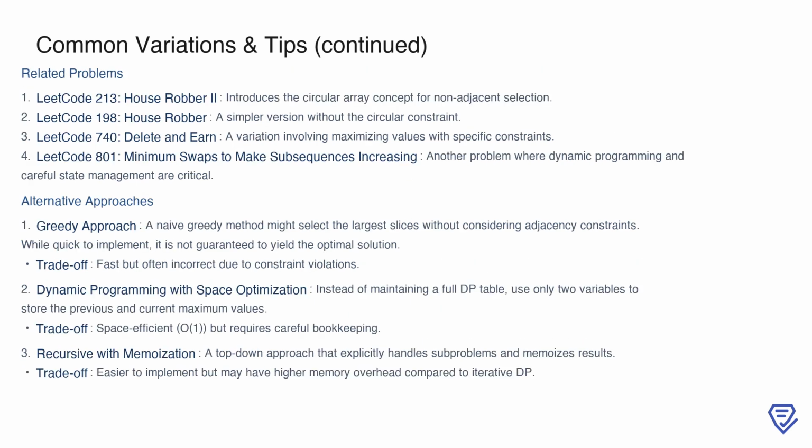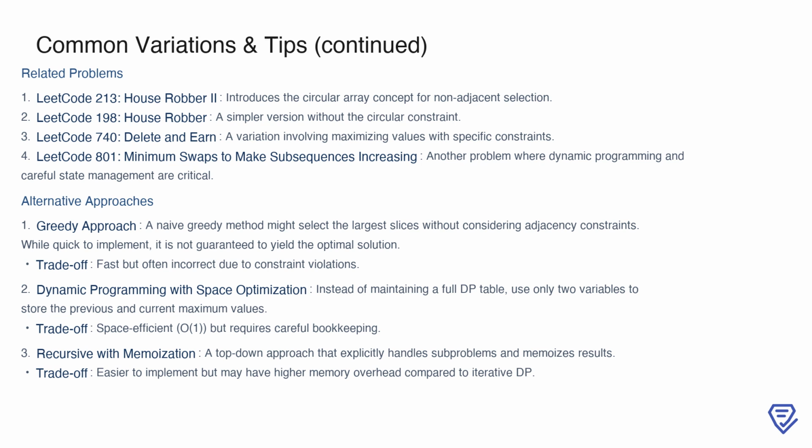This problem is also connected to several related problems that you might encounter on LeetCode. For example, House Robber 2 introduces the circular array constraint for non-adjacent selections, while House Robber is a simpler version without the circular constraint. Another related problem is Delete and Earn, which involves maximizing values under specific constraints, and Minimum Swaps to Make Subsequences Increasing, where dynamic programming and careful state management are also key.